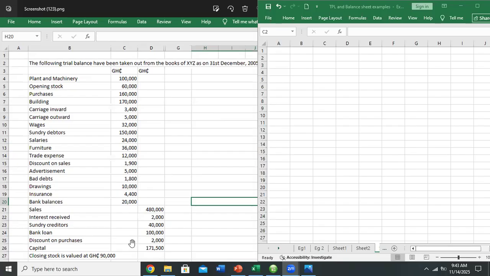So from that, you go to capital and then the closing stock value. So if you have the question like this straight away, you write the name of the business XYZ. And we are preparing the trading account for the year ended 31st December 2005. And so as usual, you keep your three currency columns or amount columns. The currency is Ghana cedis, so you put the currency there. So we know the drill, right?